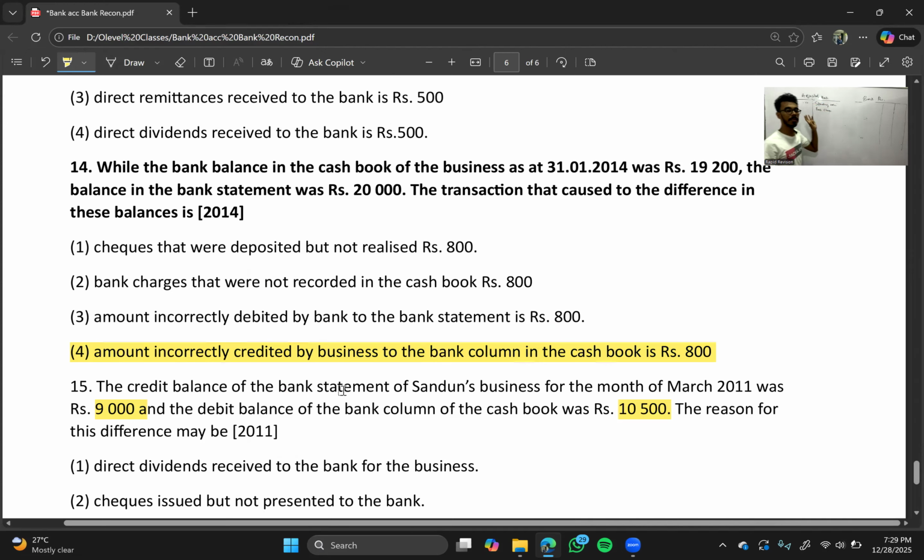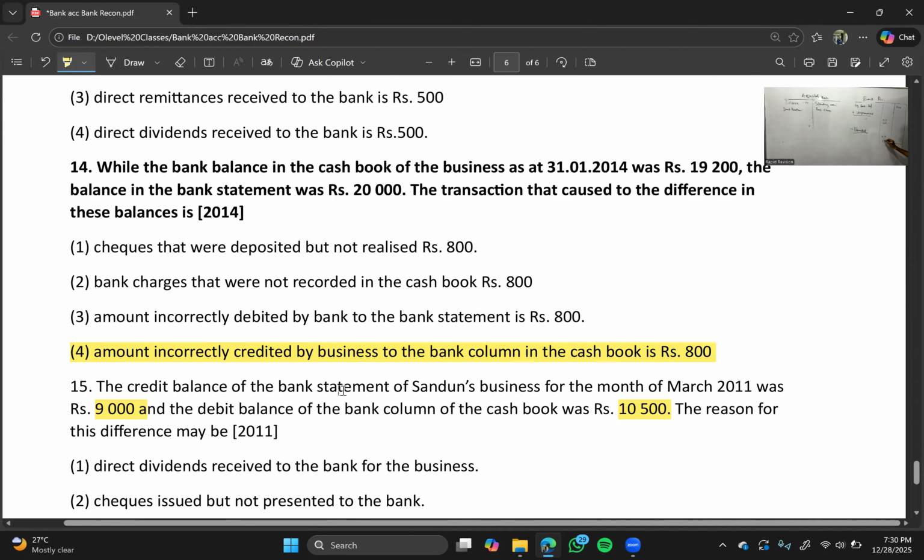Always it will come like this, the format will never change. Then when you get the difference, that balance has to be taken here. This will be the adjusted bank balance. To this adjusted bank balance, you have to add the unpresented checks, and then you have to deduct the unrealized checks.